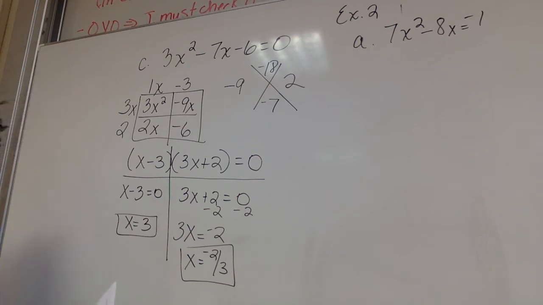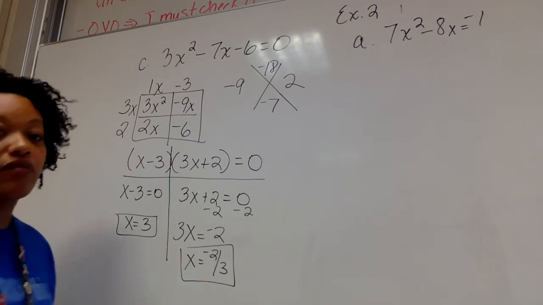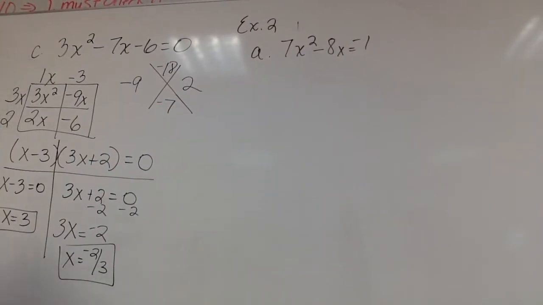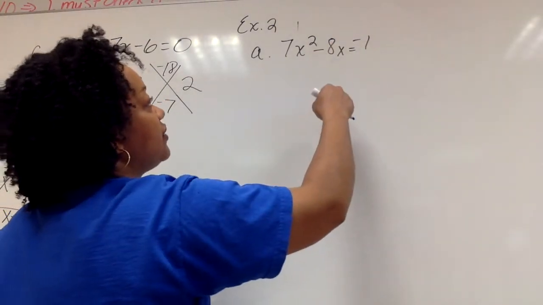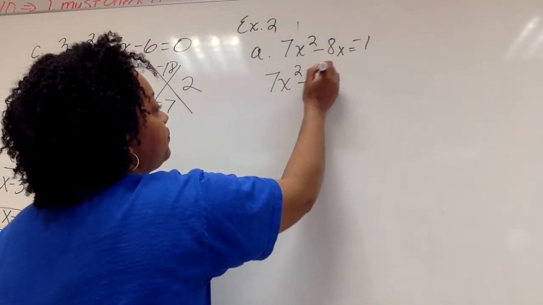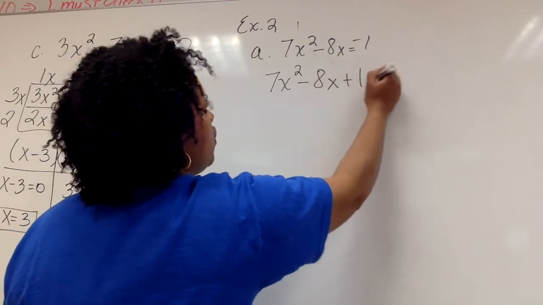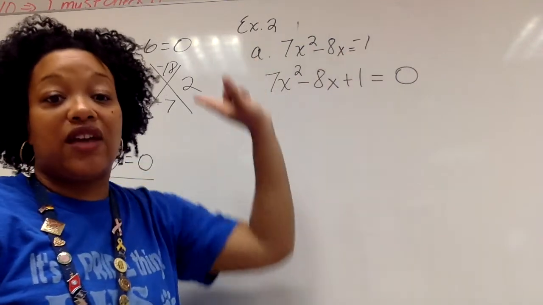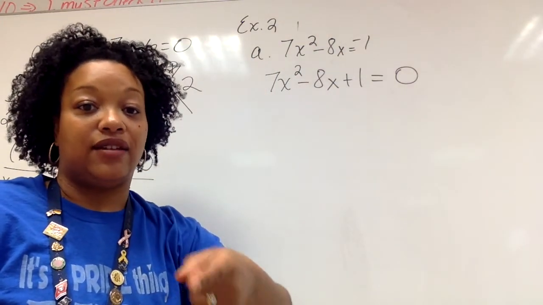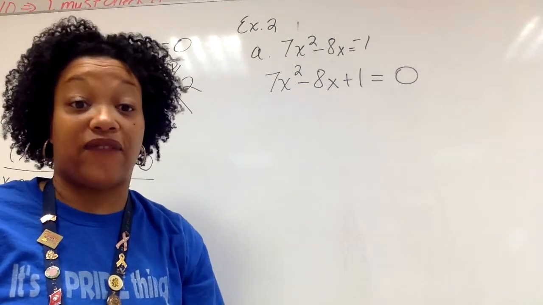Okay? For example 2, this is where you have to set the equation equal to 0. This is where you have to do step number 1. So let's look at example 2. All right? Clearly that is not equal to 0. But it can be equal to 0. All you have to do is add 1 to both sides. So this becomes 7x squared minus 8x plus 1 equals 0. And remember, when you move anything over to the other side, you change the sign. Okay, you got to remember to change the sign, or it may not even factor.